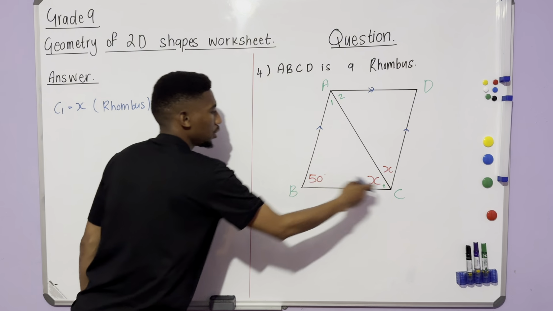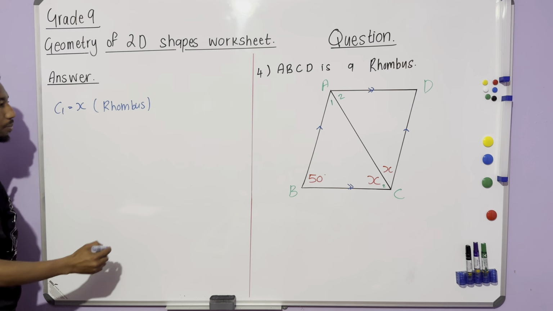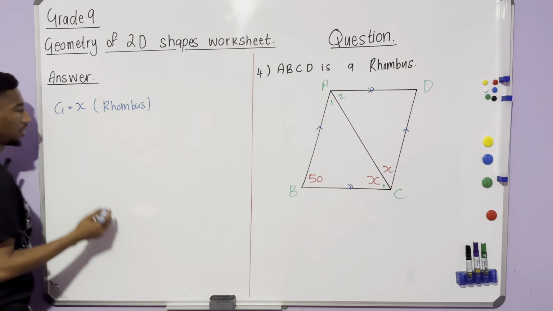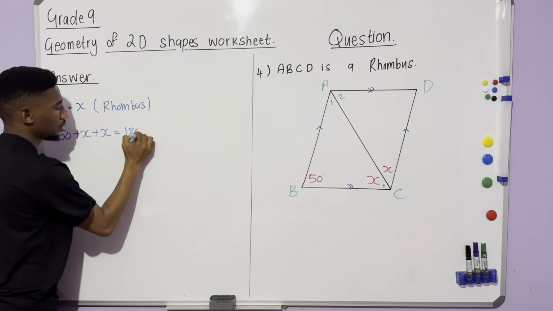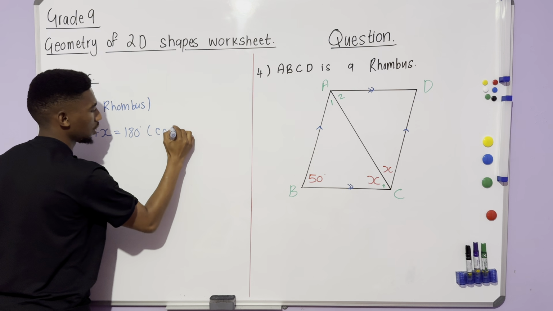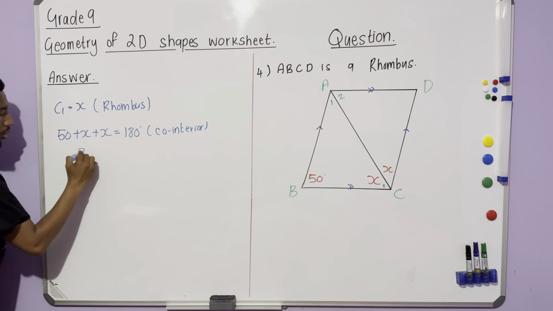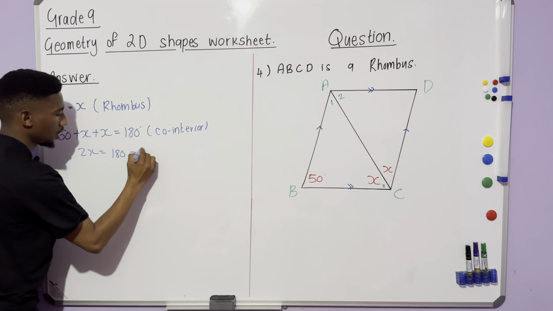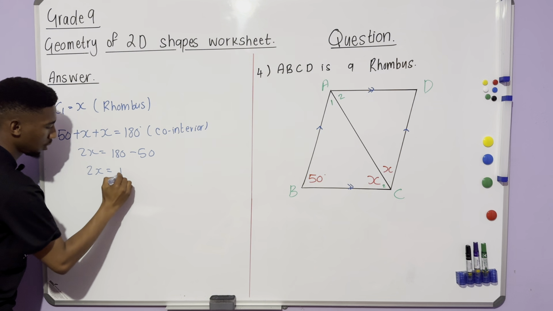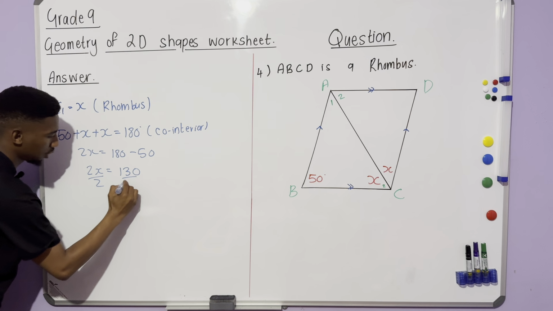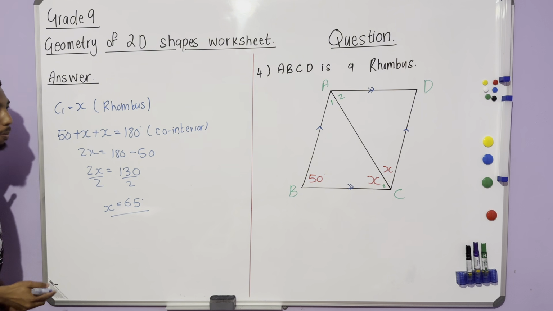Now we can actually use a different law or property, co-interior. If you look at the angles over there, 50 plus x is equal to 180 degrees, and we're using co-interior. And then we have 2x is equal to 180 minus 50. 2x is equal to 130, and we divide by 2. x is equal to 65 degrees.